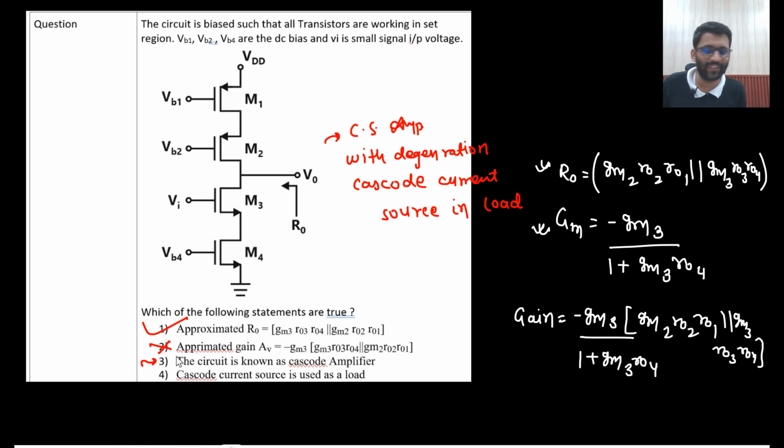Is this circuit a cascode amplifier? No, this is not cascode. This is a common source amplifier with degeneration and cascode current source in load. So a cascode current source is used as a load? Yes. So 1 and 4 are correct, 2 and 3 are not correct. If someone was in a hurry, then he would have clicked on 1, 2, 3, 4. All are correct, but it is not.